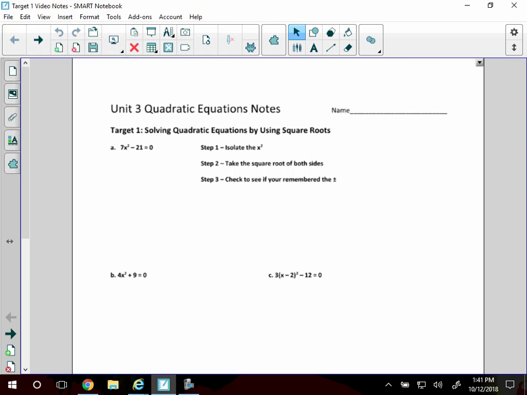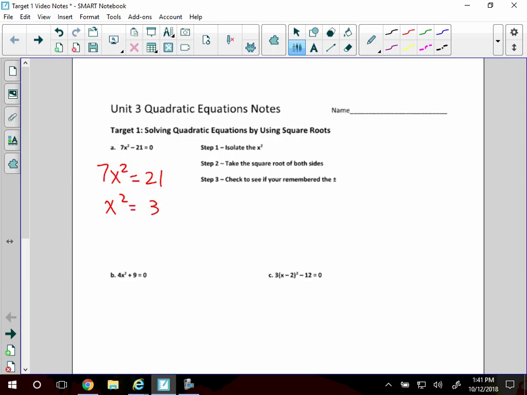Okay, so today we're looking at target 1. We're going to be solving quadratic equations by using square roots. So there are 3 steps to these. You first want to get the x squared by itself. So in A, to get x squared by itself, I would start by adding 21. Now I need to get rid of the 7, so I'm going to divide by 7.